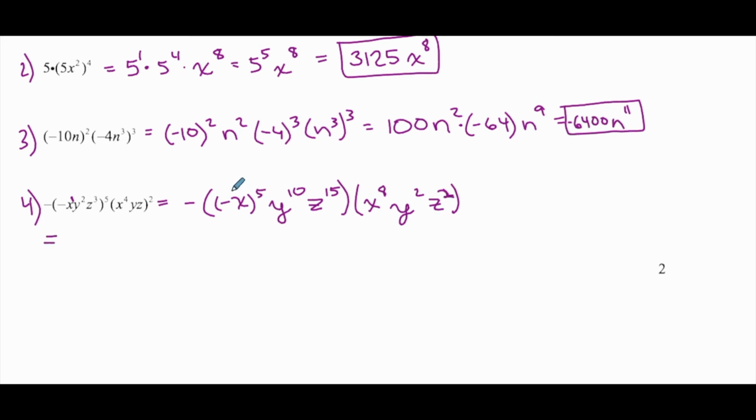I'm going to go down here. I have negative x to the 5th, well, it's like negative 1 times x to the 5th, so that negative sign is still there. This gives me negative x to the 5th, y to the 10th, because if I raise negative 1 to the 5th and x to the 5th, I get negative x to the 5th. So I've got all of these together. Oops, sorry, z to the 15th, x to the 8th, y squared, z squared.